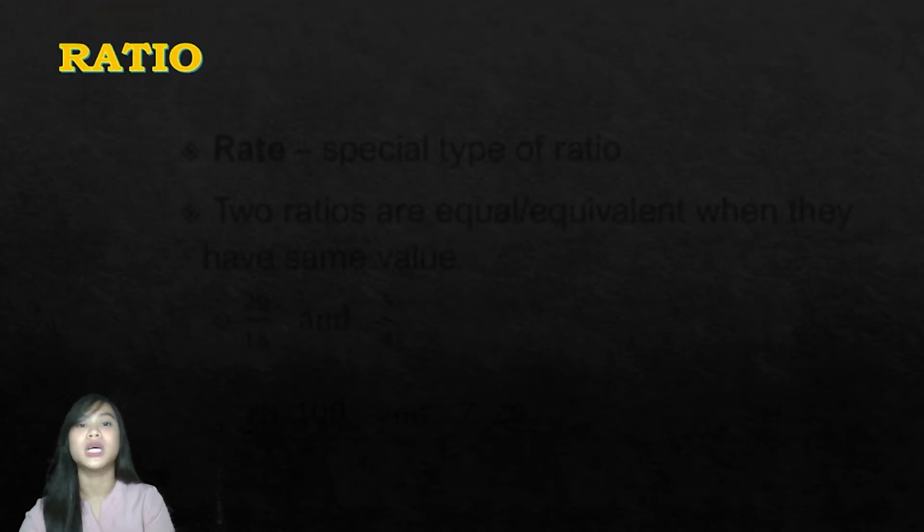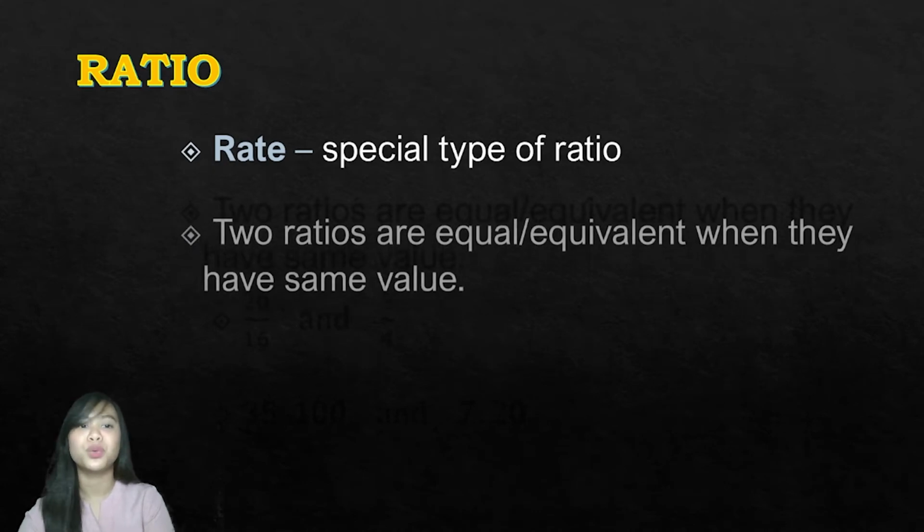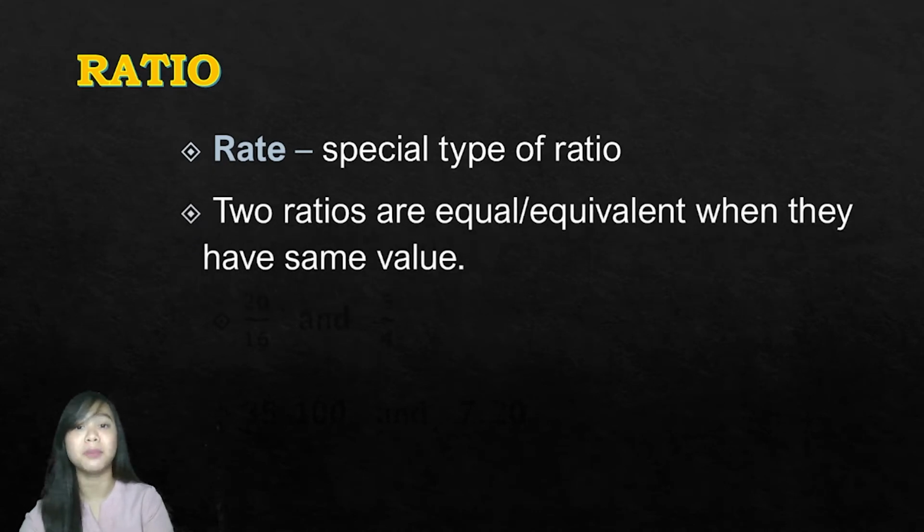We also have a special type of ratio, which is called the rate. The rate can be represented as a percentage, so that is a special type of ratio, similar to percentage. Then we have a statement when there are two ratios that are equal or equivalent, meaning they have the same value.